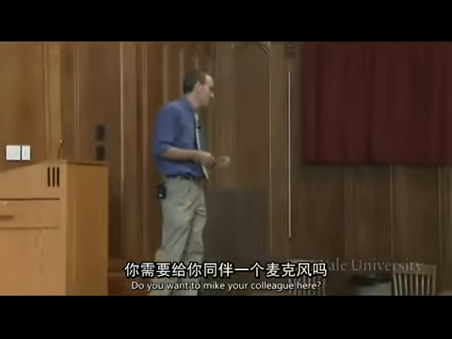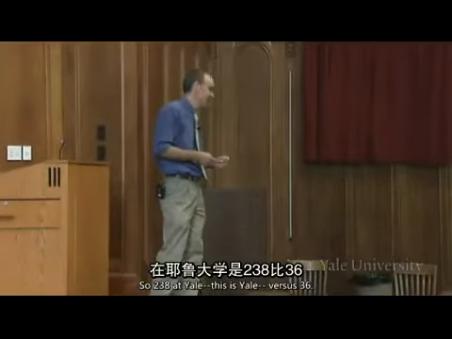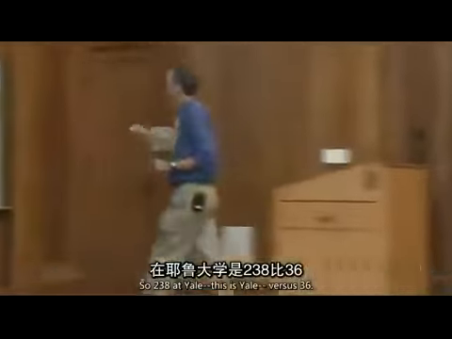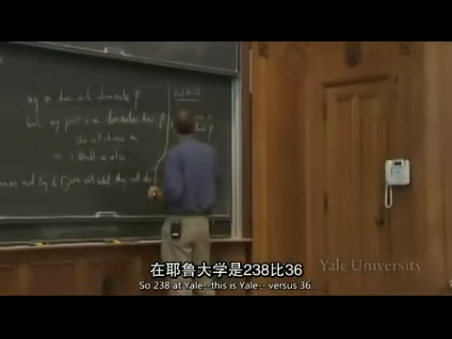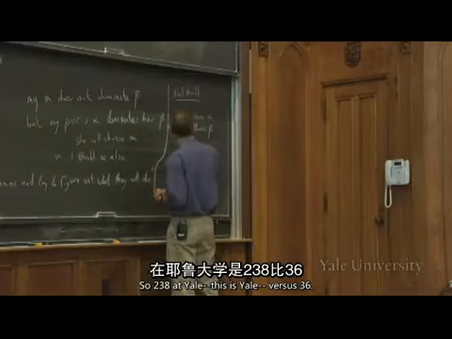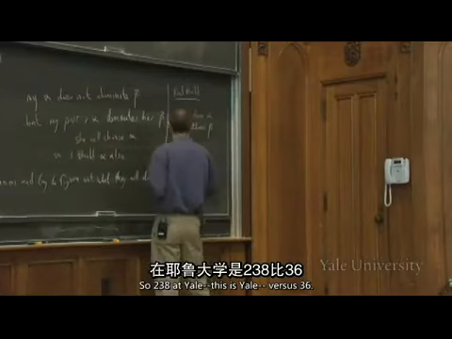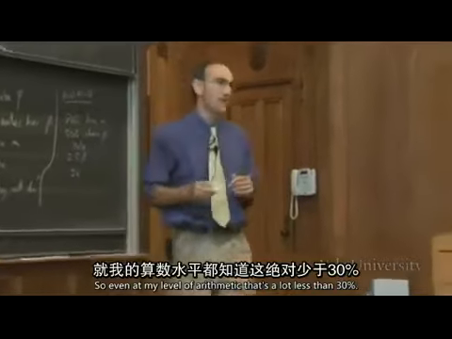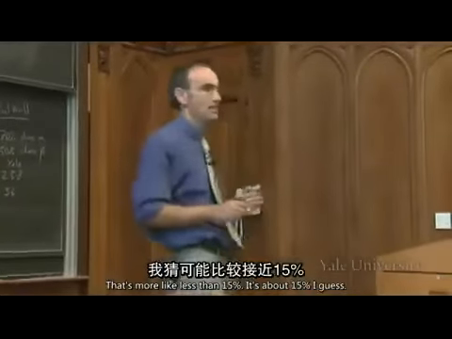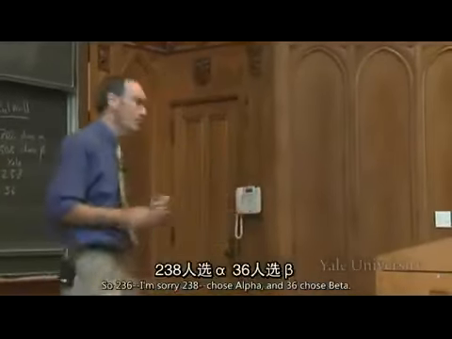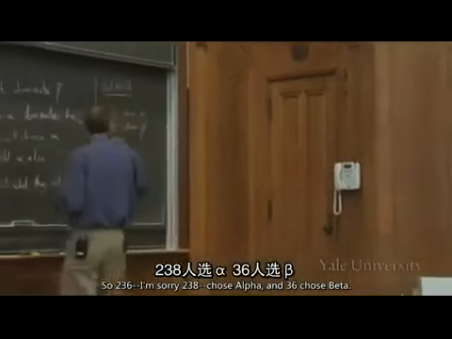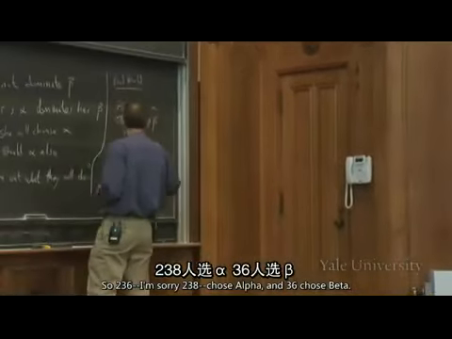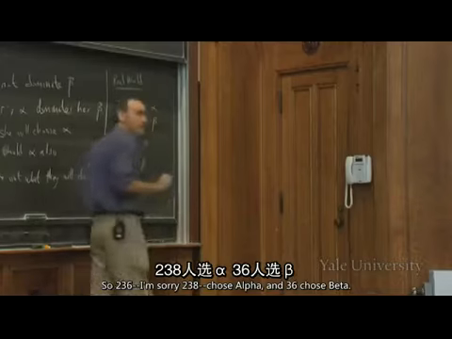Do you want to mic your colleague here? Yeah. 238 versus 36. So 238 at Yale, versus 36. Even at my level of arithmetic, that's a lot less than 30%. That's more like, it's less than 15%. No, it's about 15%, I guess. All right, so 238 chose alpha, and 36 chose beta.